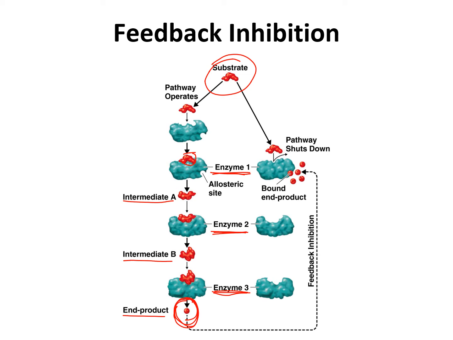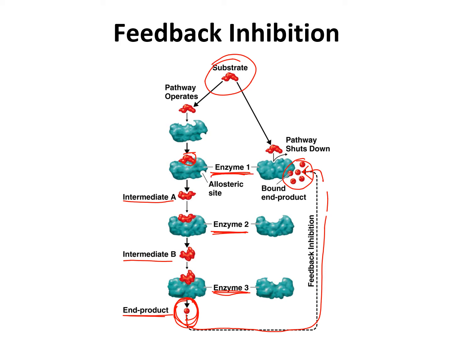Now, if for whatever reason the cell is not using that end product and the concentration of that end product is increasing and increasing, then to shut down this process to be efficient and not make too much end product, that end product of a series of enzymes is going to act as a non-competitive inhibitor. So it's going to bind to the allosteric site of the first enzyme.